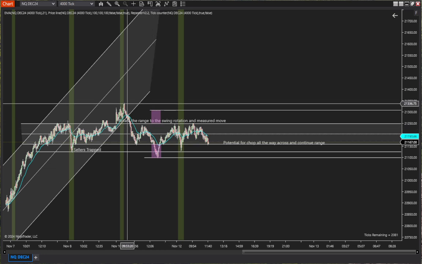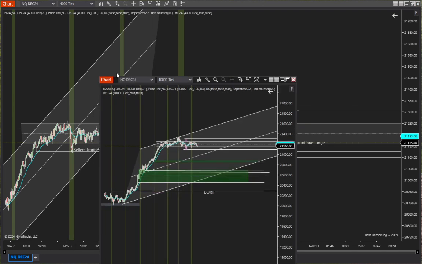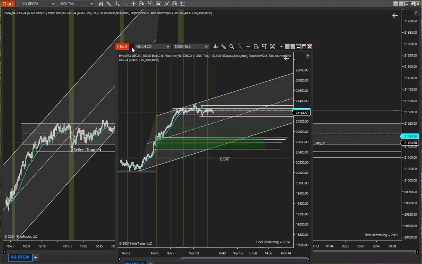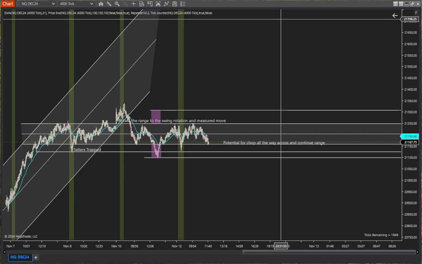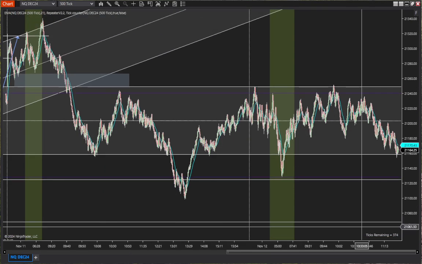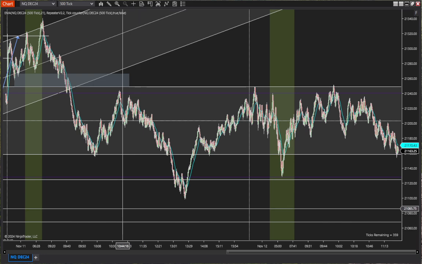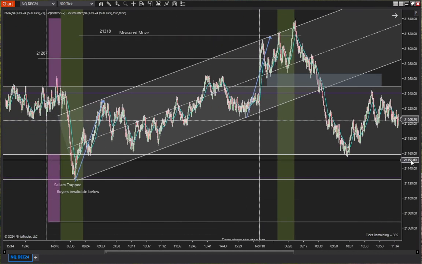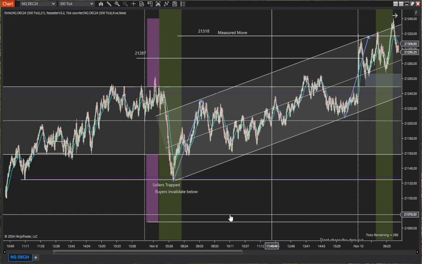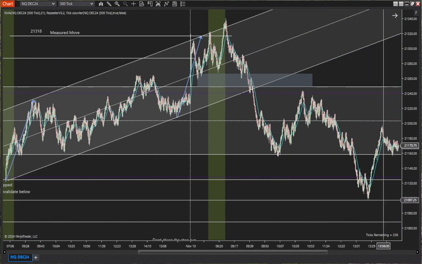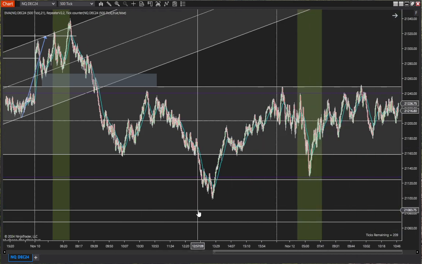Buyers want to rotate. Buyers want to take out that high. Sellers want to bring price down to one of these trap areas down here that we have. So there we go with the 1,000 tick, the 4,000 tick. So I have those, and you can see clear as day on the 500 tick chart, this is sellers trapped, buyers invalidate, don't chase below, right? That was the don't chase below area.